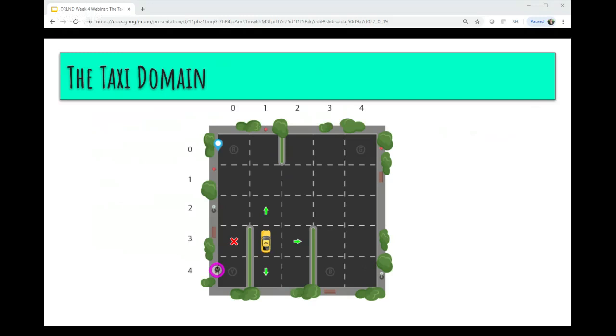So the objective of the agent in solving this environment is to navigate to the locations where the passengers are, perform an action to pick up the passenger, navigate to the destination location, and then perform an action to drop off the passenger there.